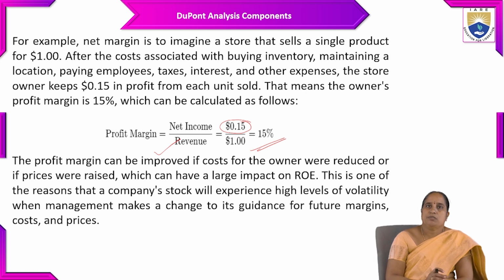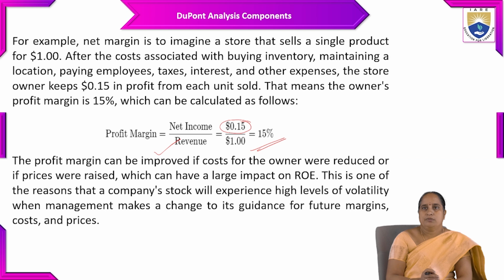The profit margin can be improved if costs for the owner were reduced or if prices were raised, which can have a large impact on return on equity. This is one of the reasons that a company's stock will experience high levels of volatility when management makes a change in its guidance for future margins, costs, and prices.